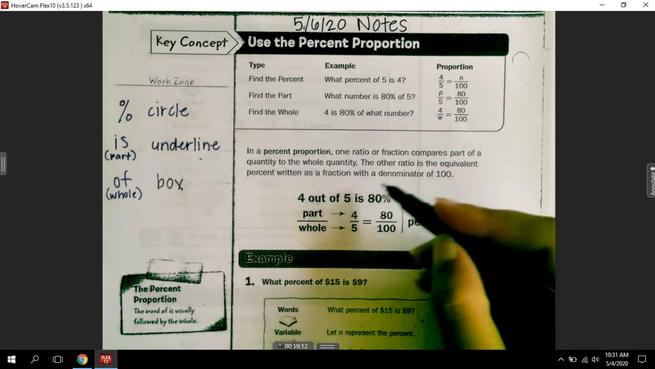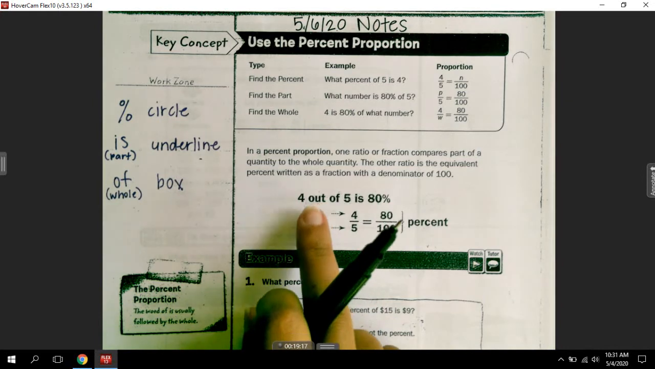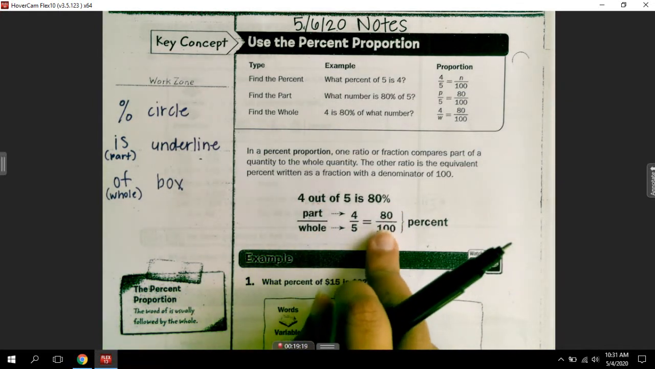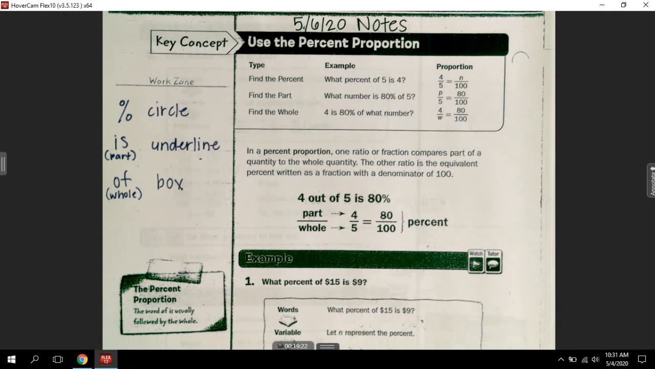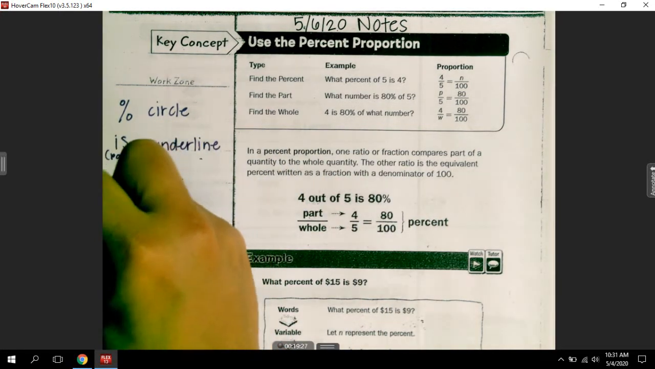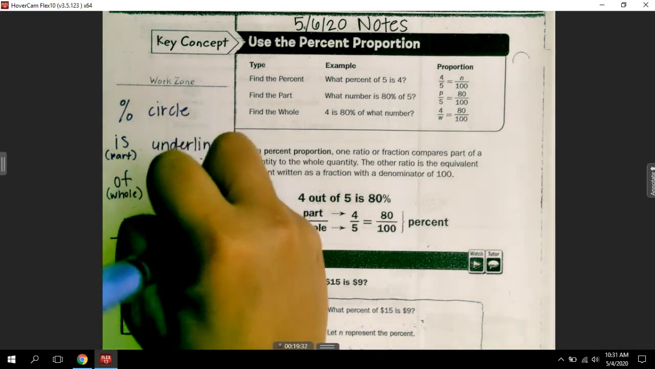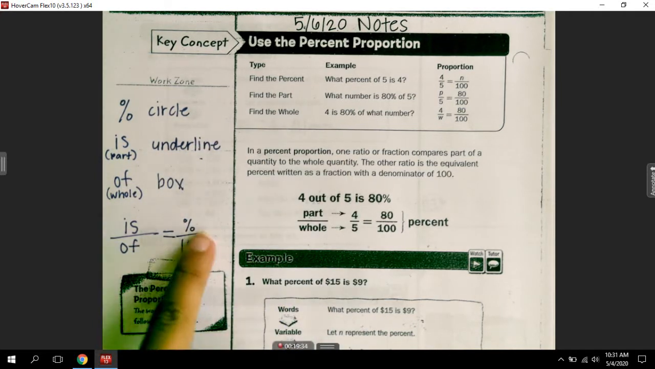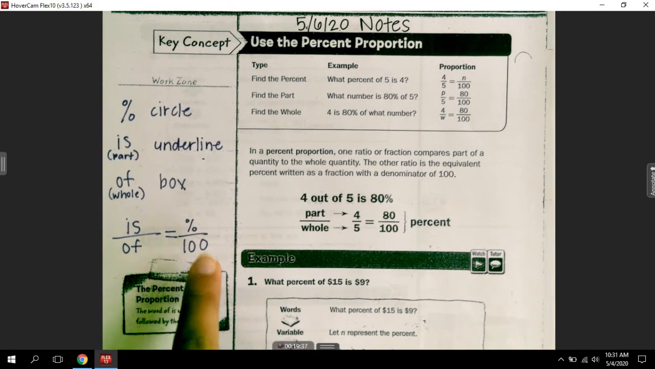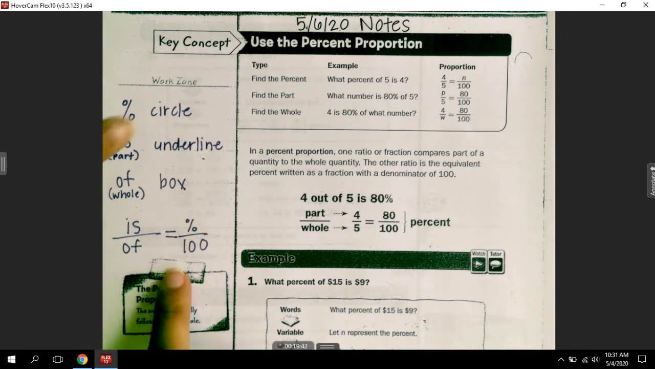I'm going to skip down here real quick. As you can see, the proportion that they have set out is part over whole equals 80 over 100. Whenever we're using percent proportions, we're always going to say is over of equals percent over 100. Anytime we're using percent proportion, I'm going to refer to that as your is over of. This is what your proportion is always going to look like. We're circling, underlining, and boxing these things so we know exactly where to put them in our proportion.